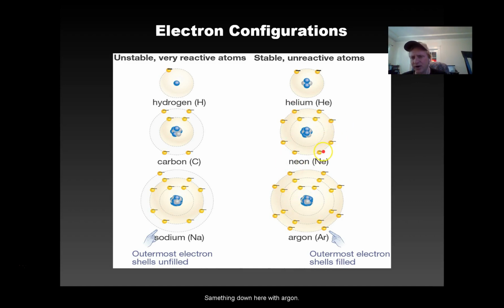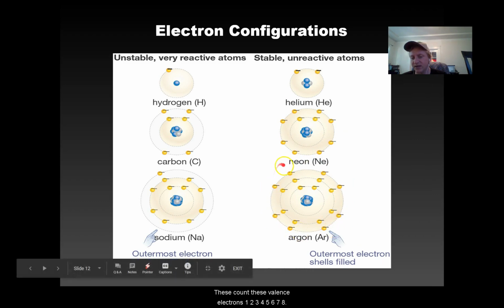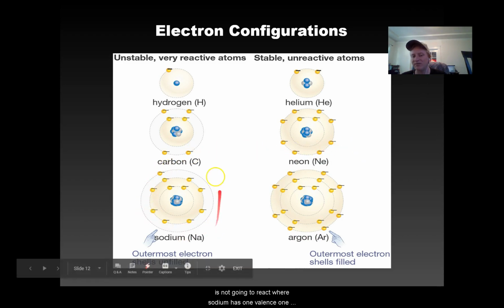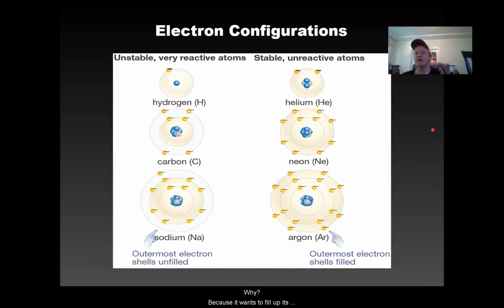Same thing down here with argon. Let's count these valence electrons. 1, 2, 3, 4, 5, 6, 7, 8. It's got a filled valence shell. Argon is indeed a noble gas. It is not going to react. Whereas sodium has one valence electron in its outer shell. Okay, so sodium is going to react. Why? Because it wants to fill up its outer shell, because that is the most stable form that an atom can have, a filled valence shell.